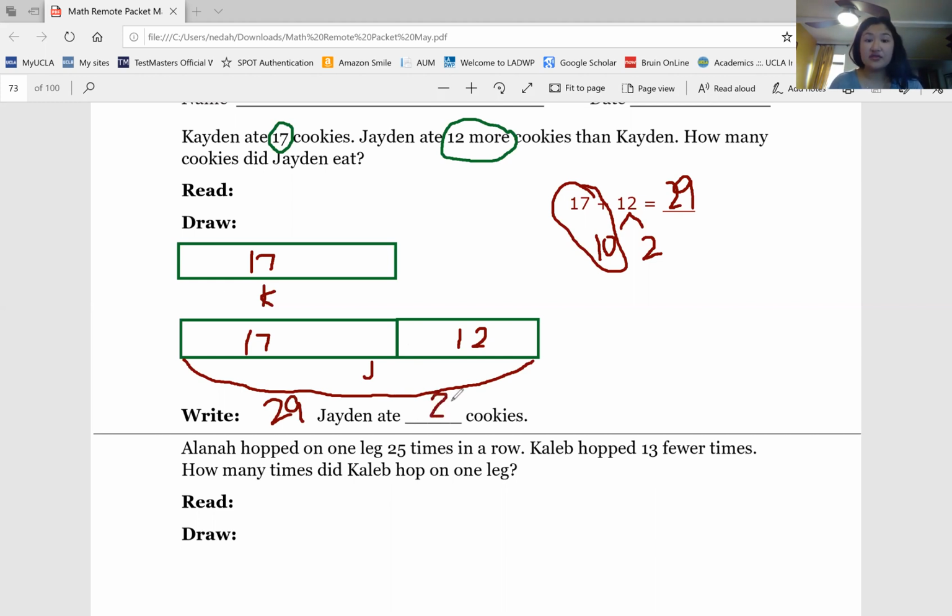And we can't forget to write it in our answer statement. Now let's read the answer statement together. Get ready, go. Jaden ate 29 cookies. Whoa, so many cookies. Let's go on to the next one.